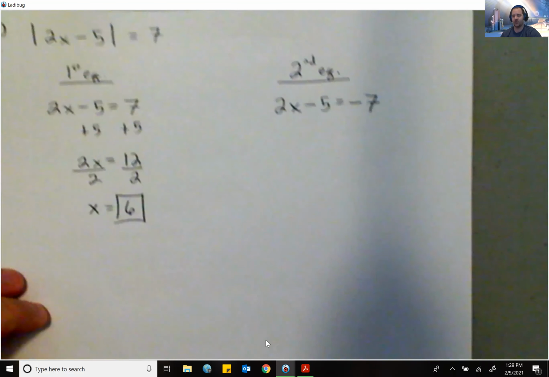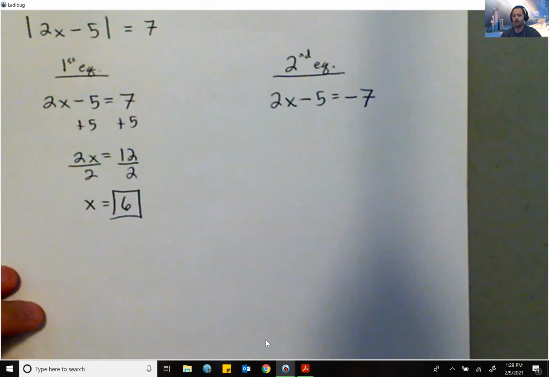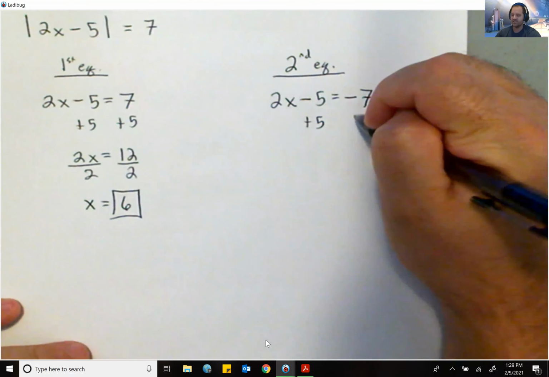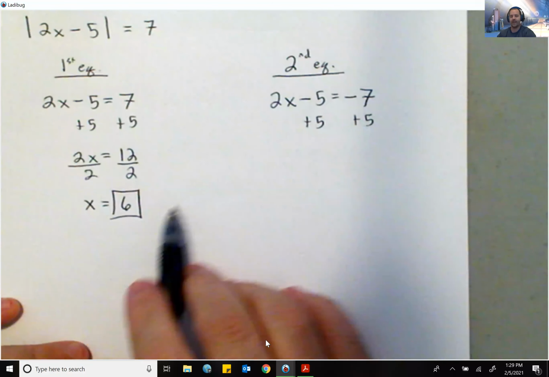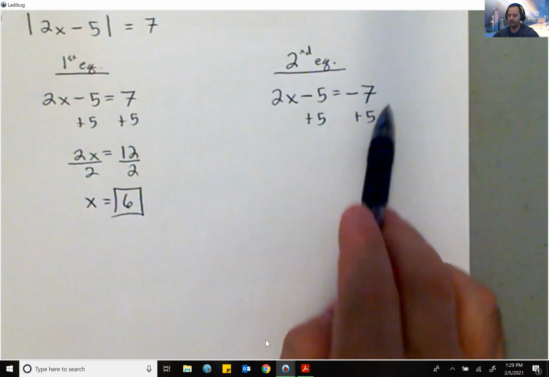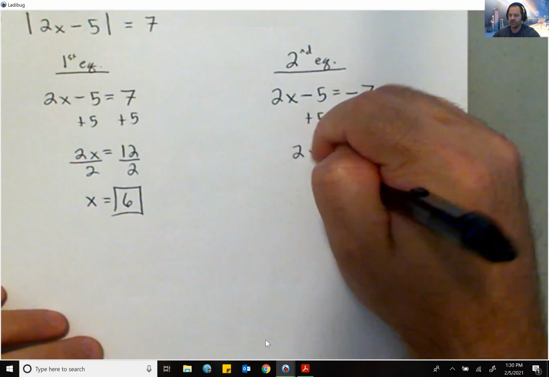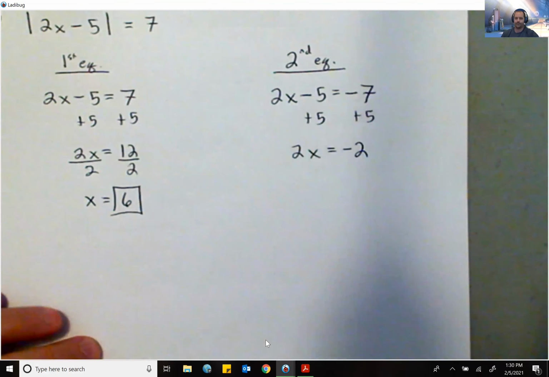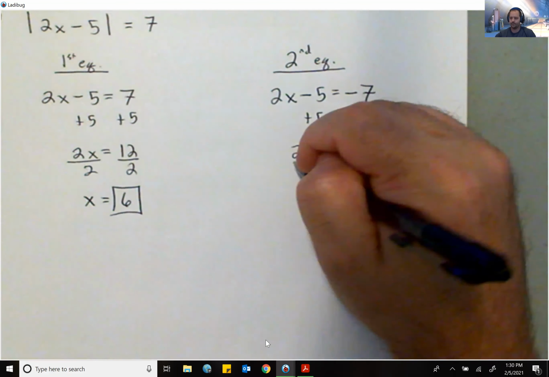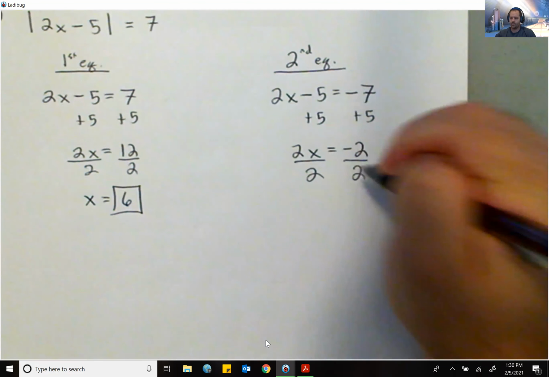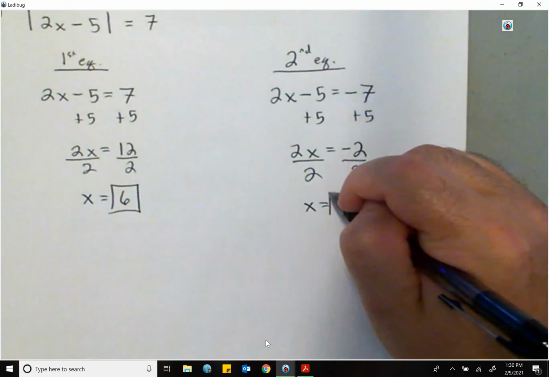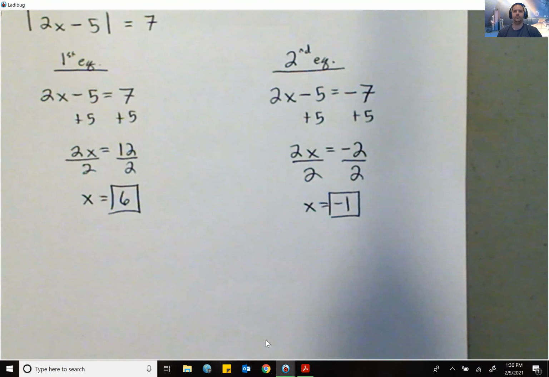All right, so let's solve again. What are we going to do? Add 5 to both sides. If you notice, you're going to do the same steps. The only thing that happened is we changed the sign right there, which in the end will change our answer. -7 plus 5 is -2. Now what? Divide by 2. X equals -1, and there are our 2 answers. All you've got to do is type in -1, put a comma, type in 6, done.